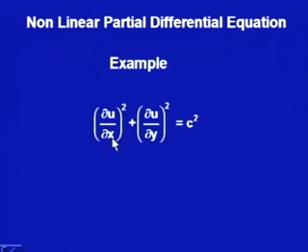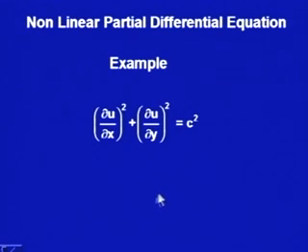Non-linear equation: if it is not linear, semi-linear or quasi-linear, we call it non-linear. For example, del u over del x whole square plus del u over del y whole square is equal to c square. You see, the derivatives are del u over del x and del u over del y, and they have degree 2. They are not having degree 1. So this is non-linear. This is the simplest example.